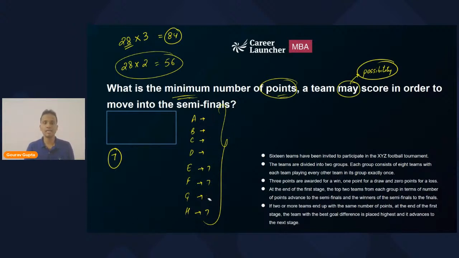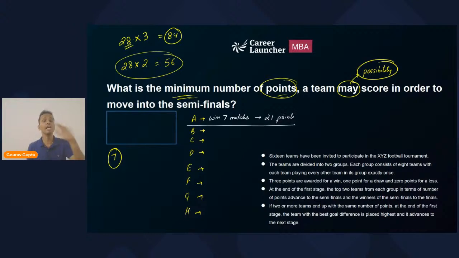Now, let's take another scenario. Since we know that only the top 2 teams will qualify, let's make team A win all the matches, right? So A will win 7 matches. In these 7 matches, A will have 7 multiplied by 3, that is 21 points. Obviously, A has won all the 7 matches, so A will definitely qualify for the next round. Now, remove A from this group, because A has already qualified after winning all the matches, right?